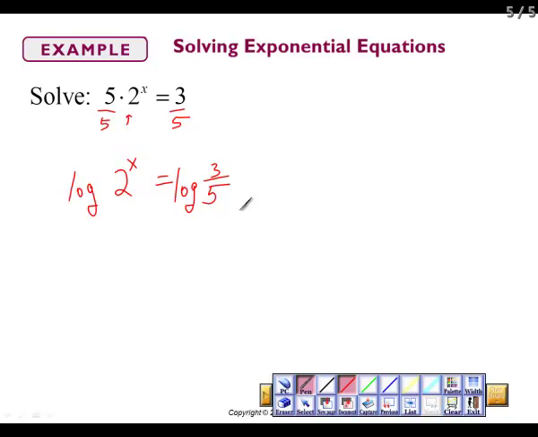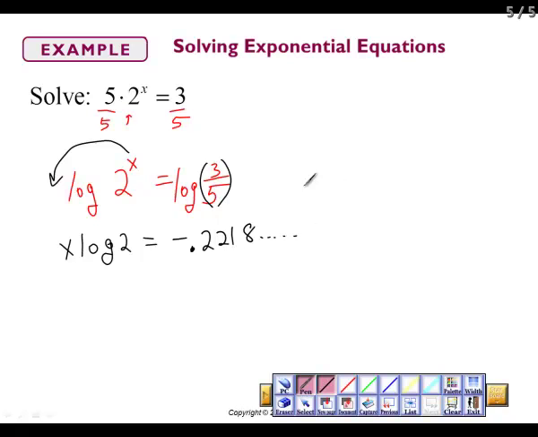Alright, and now we don't want that x. We can't solve for it as long as x is up here as an exponent, so now we can bring that down. And so we've got here x log 2. And now we can go ahead and find what log of 3 over 5 is. So we would put in here log 3 divided by 5. And we get negative 0.22184, and it goes on.